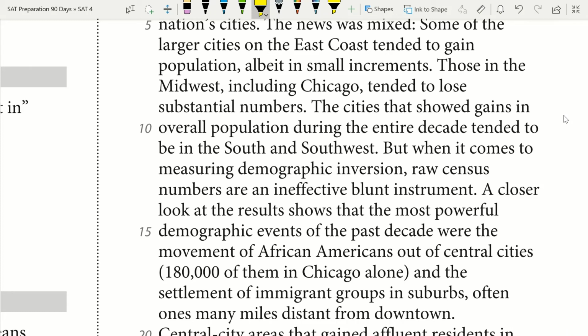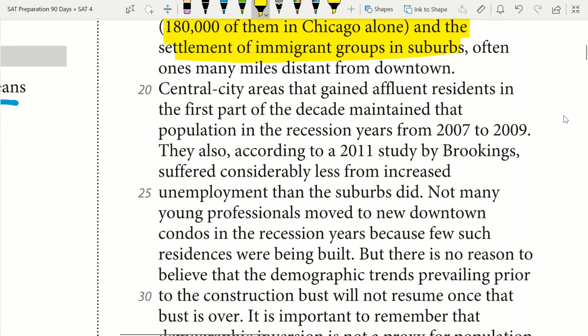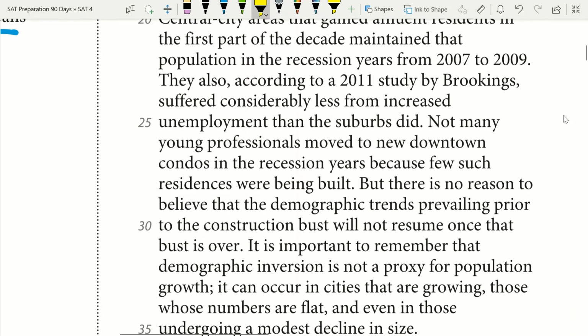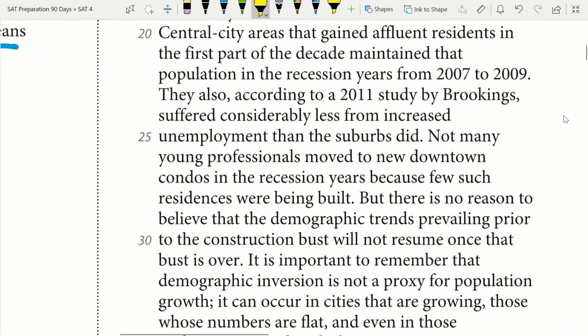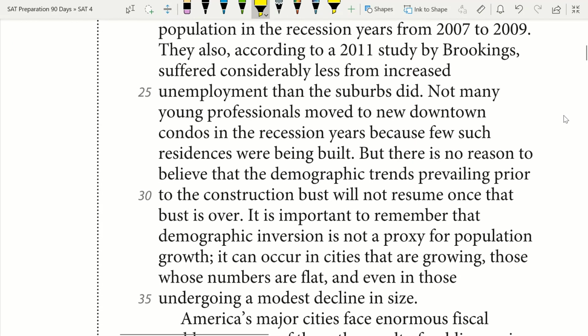but when it comes to measuring demographic inversion, raw census numbers are an ineffective but blunt instrument. A closer look at the results shows that the most powerful demographic events of the past decade were the movement of African Americans out of central cities, 180,000 of them in Chicago alone, and the settlement of immigrant groups in the suburbs, often ones many miles distant from downtown. Central city areas that gained affluent residents in the first part of the decade maintained that population in the recession years from 2007 to 2009. They also, according to a 2011 study by Brookings, suffered considerably less from increased unemployment than the suburbs did.